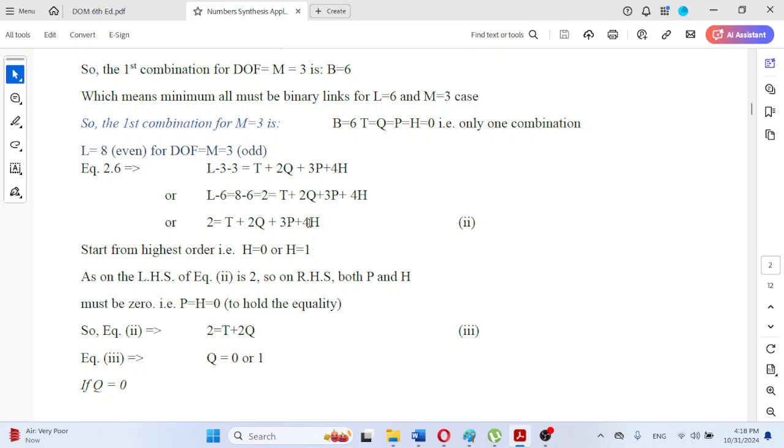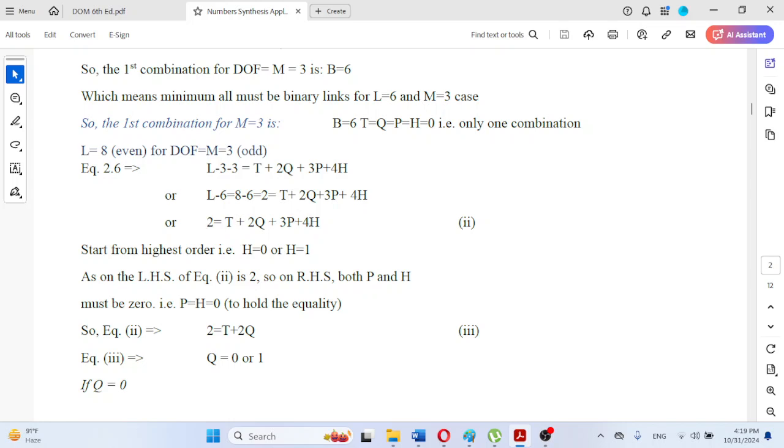So in this equation we can observe that because here is written 4h, even if h is equal to 1, the equality cannot hold. That means 2 can never be equal to t plus 2q plus 3p plus 4, because none of these links t, q and p can adopt a negative value. So if all these links are positive values, equality cannot hold.